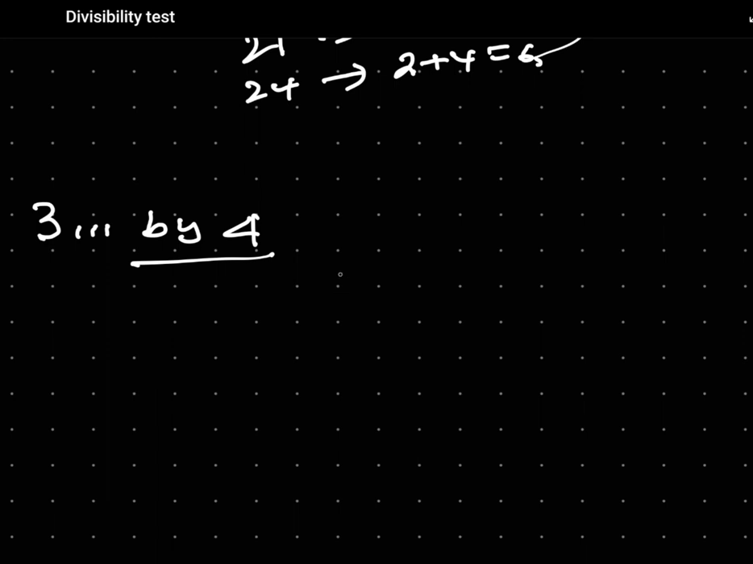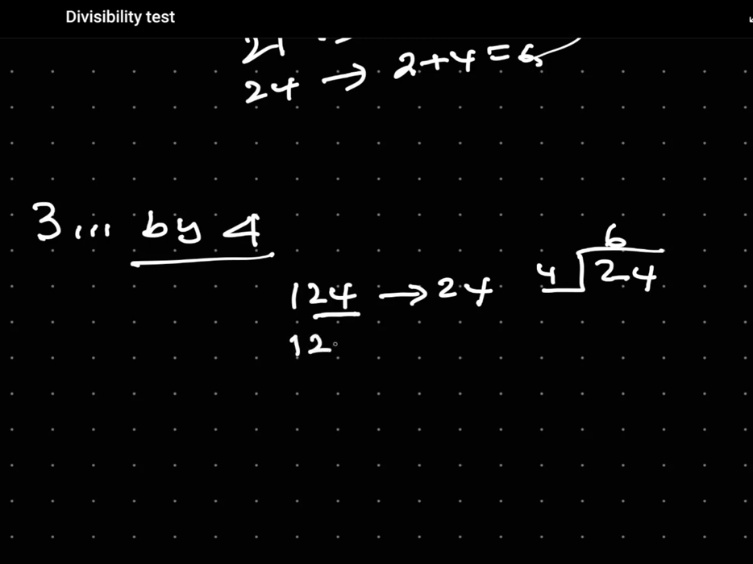What does that mean? For example, 124. The last two digits is 24, yes? So when you divide 24 by 4, that is 6, because 6 times 4 is 24. Because of this, the number 24 is divisible by 4, so 124 is also divisible by 4.